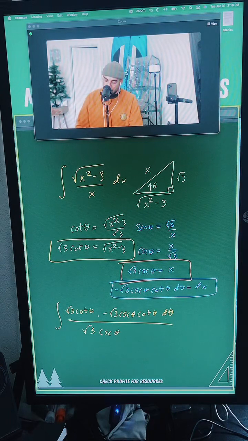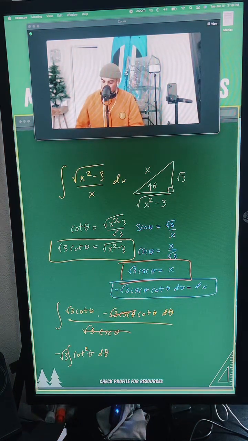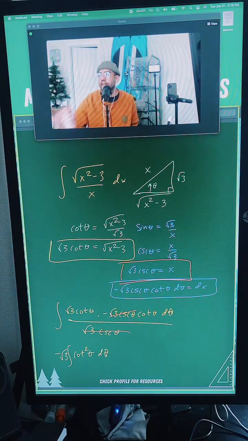And as you can see, a few things are going to cancel out. The root 3 cosecant cancels out with the root 3 cosecant that we have on top. And so what we have for our new integral is going to be negative root 3 on the outside, and then we have cotangent squared theta d theta. Nice.